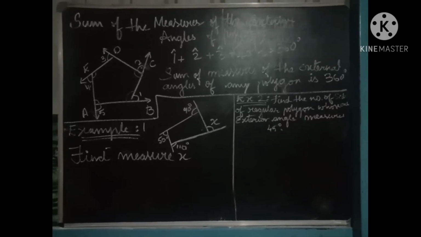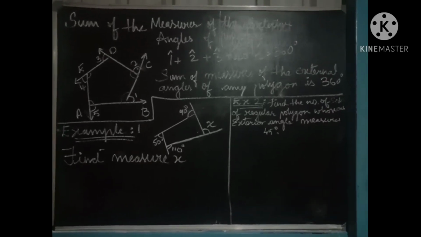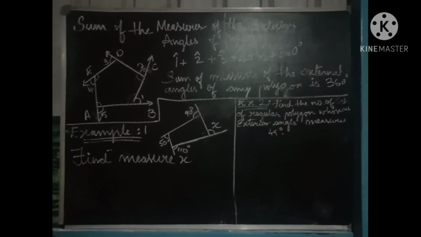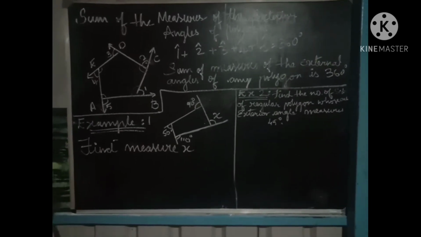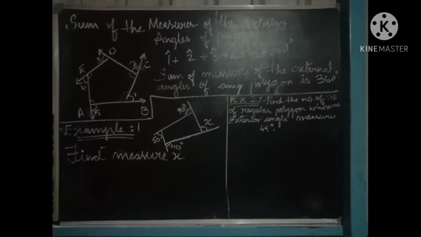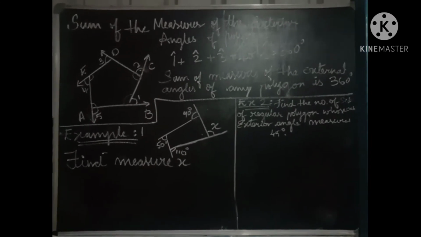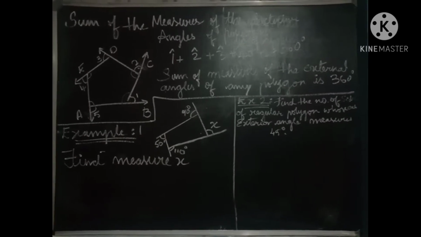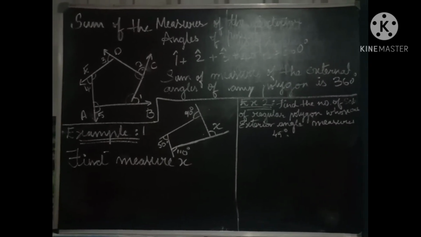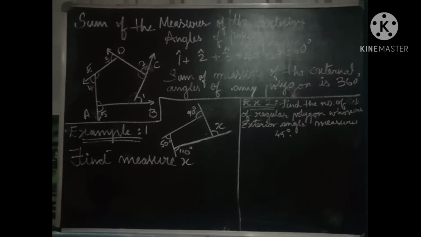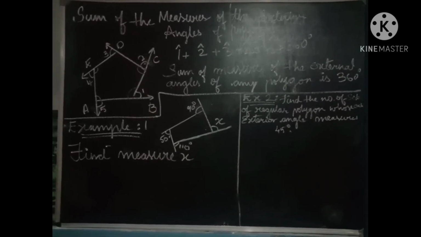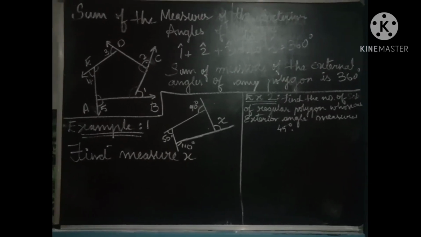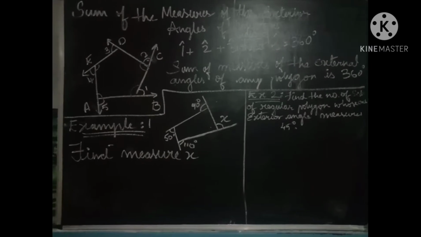In a previous class we studied exercise 4.1, and now I am going to teach you the sum of the measures of the exterior angles of a polygon. In the previous classes, you have studied that the sum of the interior angles of a triangle, rectangle, all those things. For example, the sum of angles of a triangle is 180 degrees. That is interior angles.